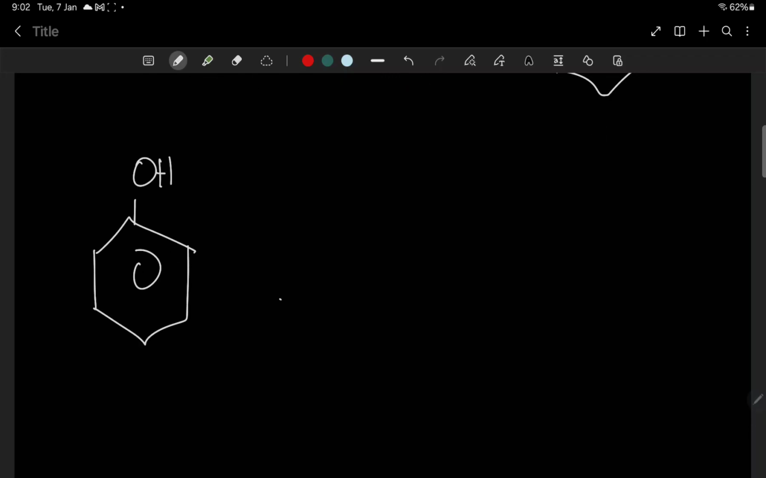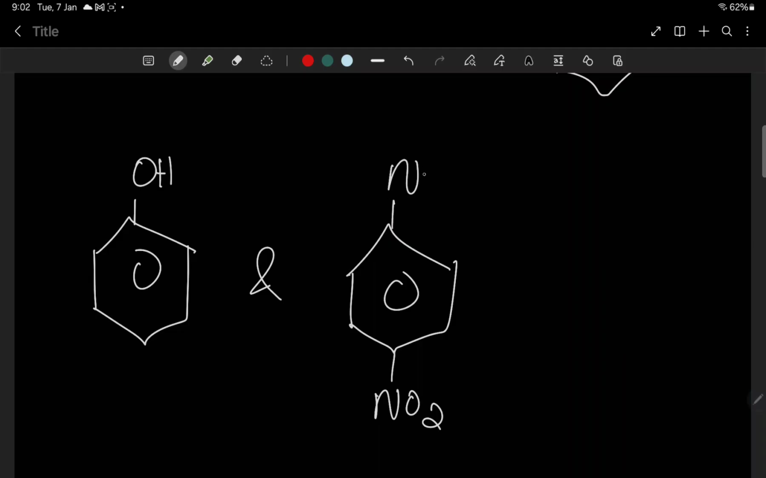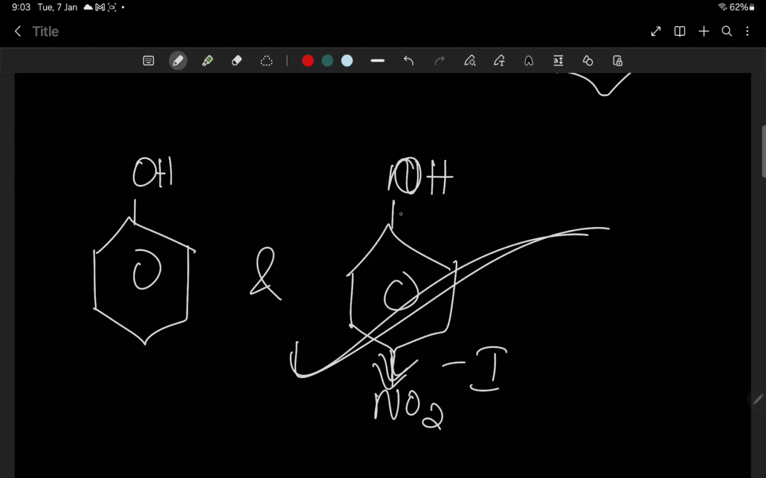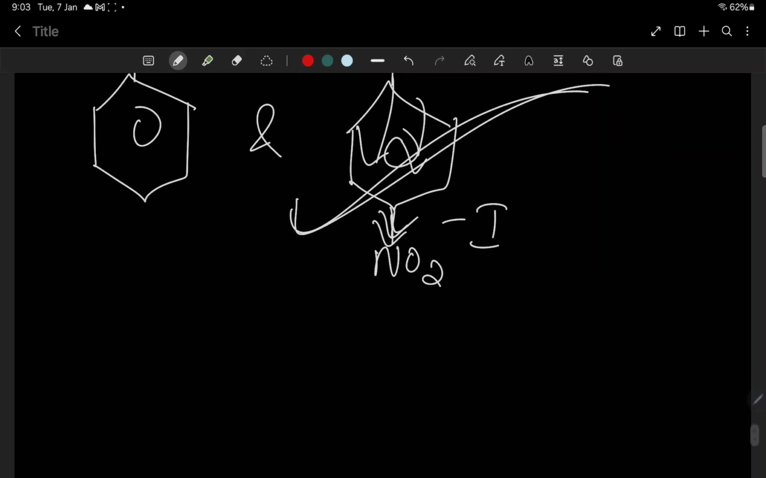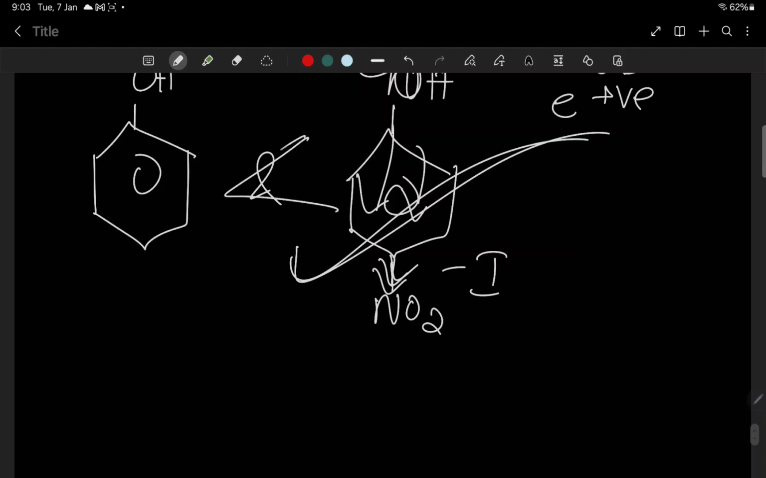So I have to ask you something. We are having phenol and nitrophenol. Which one is more acidic? Yes, this one is more acidic. Nitrophenol, electron withdrawing, minus I effect. So more electron is withdrawn, so more electronegative. So this hydrogen is more electropositive. Therefore, more acidic. So the acidic character is in an order like this.